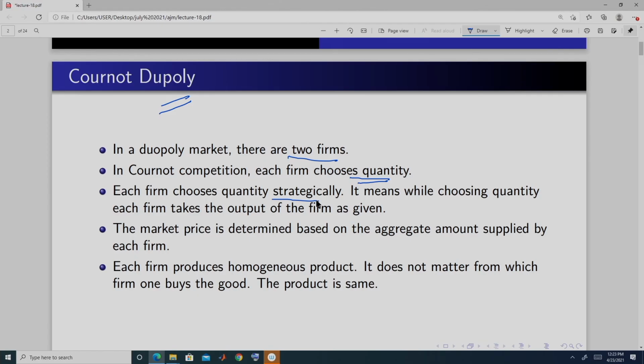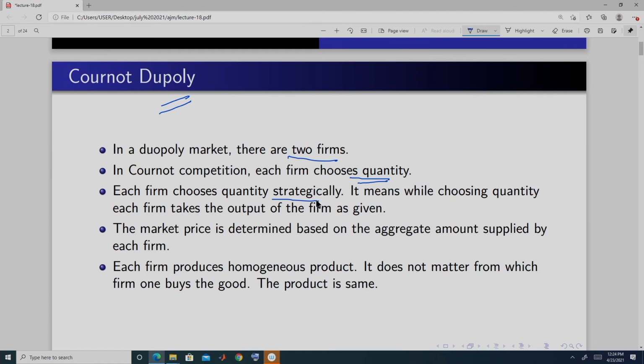What do we mean by strategically? That means when firm 1 decides its output, it will take the output of firm 2 as given, that some amount of output is going to be produced by firm 2. Similarly, when firm 2 decides its output, that is Q2, it will take the output of firm 1 as given. In this way they behave strategically.